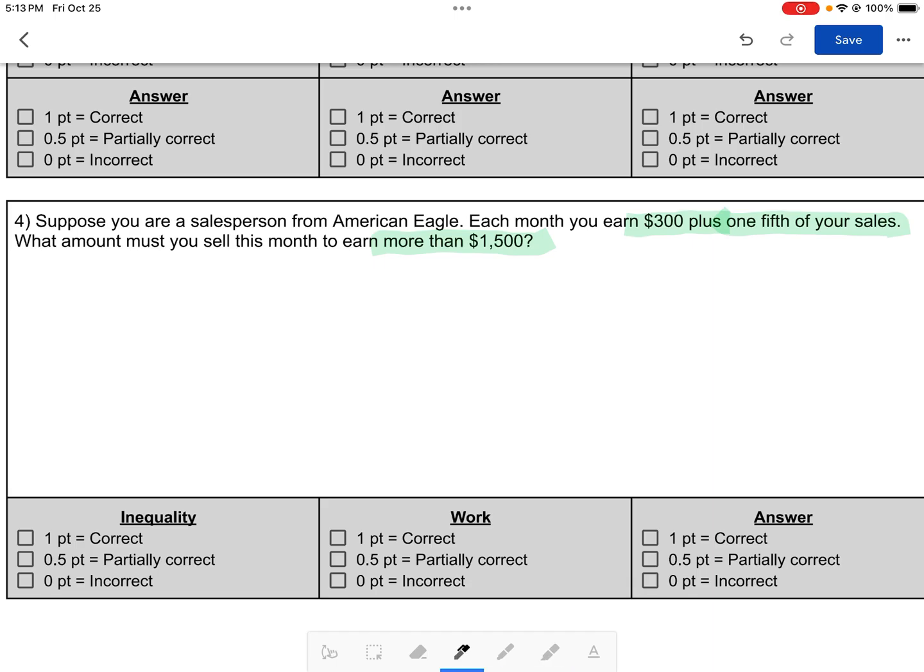Okay, so I'm going to take this one piece at a time. I'm looking at my numbers. I earned $300. Well, I earned that once, so I'm going to write it down, 300. And then it tells us directly plus 1/5. I know 1/5 is a fraction, 1/5 of your sales. Well, we don't know what our sales are yet, so I'm going to use that X to represent our sales. And it's asking us what amount we must sell to earn more than $1,500. So we want to earn greater than $1,500.